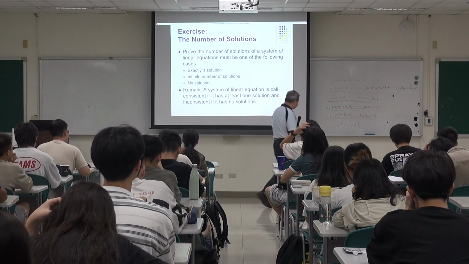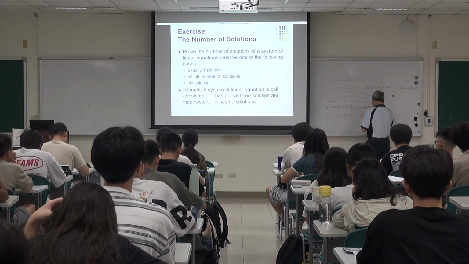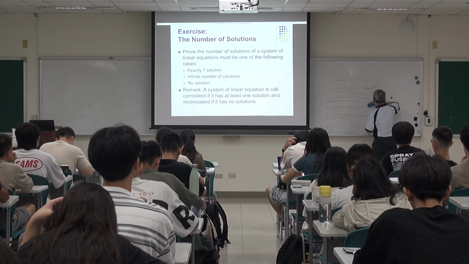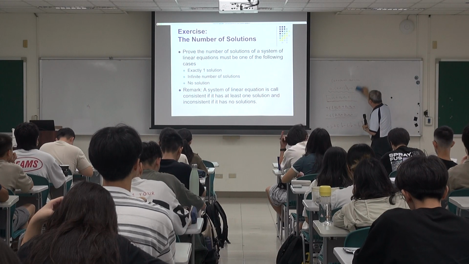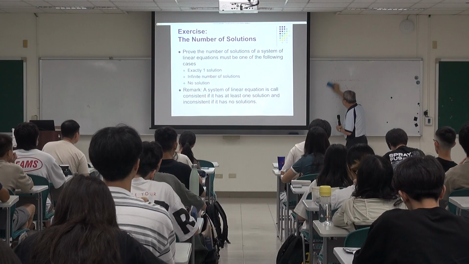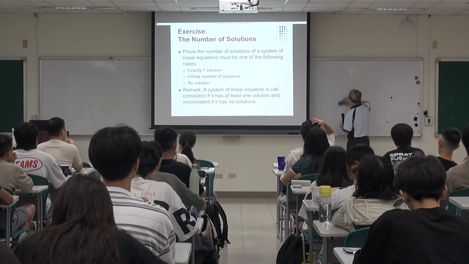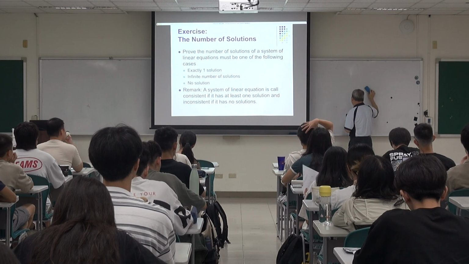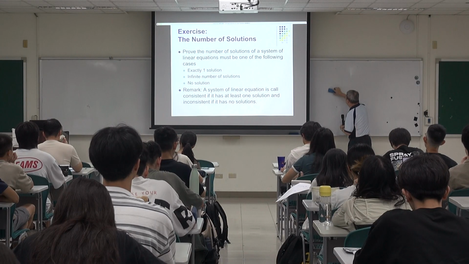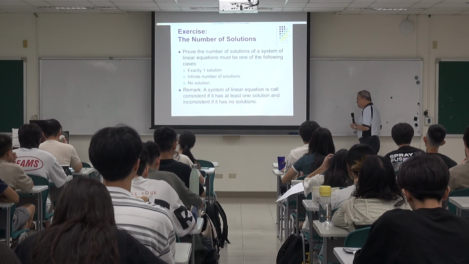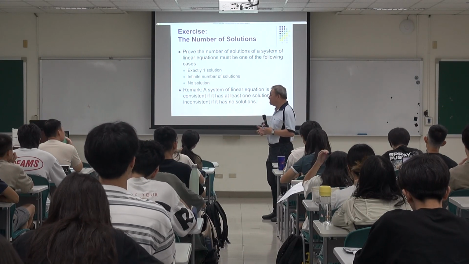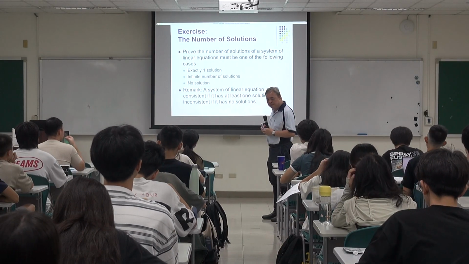So we need to prove that. How do we prove it? I mean, because we don't even know the number of linear equations, and we don't know the number of variables either. So it's impossible for us to draw the figure to discuss the number of possible solutions, right?